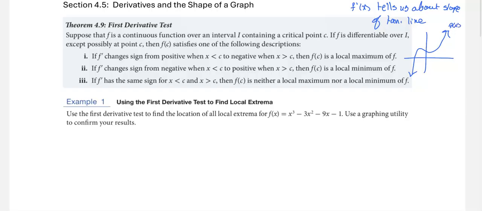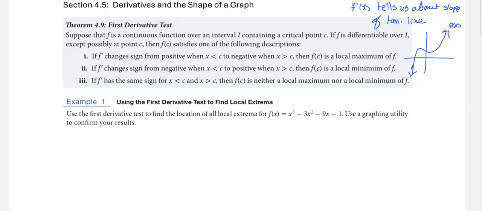So if the derivative tells us the slope of the tangent line, could we use that slope to help us know what's happening with a function? We're thinking about doing this without a calculator. We don't want to look at the graph. We want to know what's happening without graphing the function.